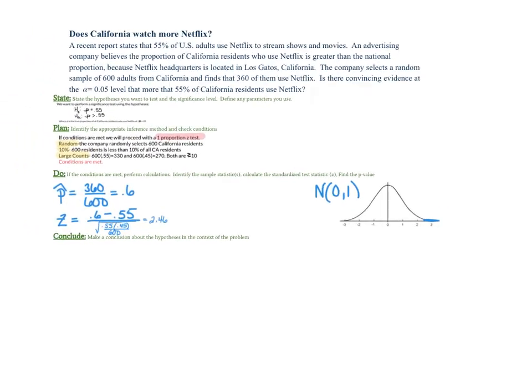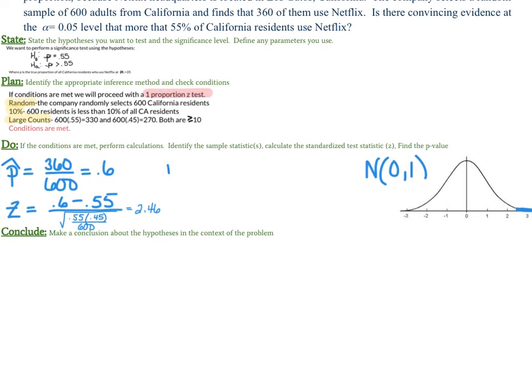Now, what notation do I need to show? I need to show I'm looking at what's the probability that my z-score is greater than or equal to 2.46. So that or more extreme. And that's going to give me my p-value.